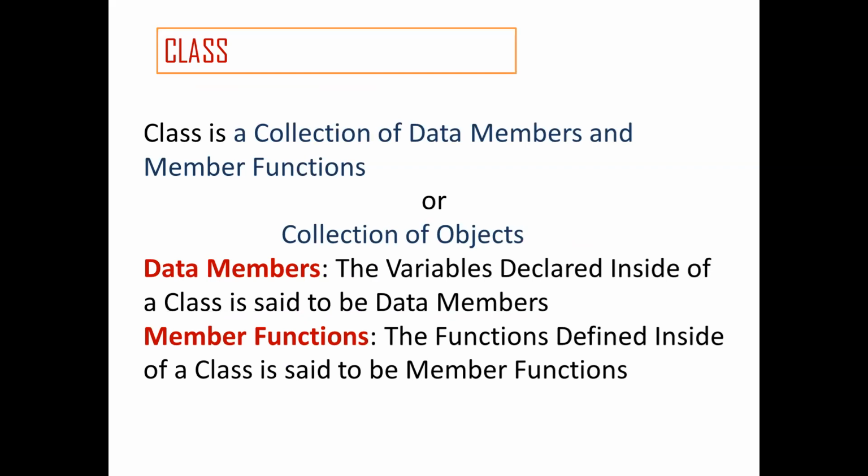A class is a collection of data members and member functions. Or simply we can say class is a collection of objects. So coming to our data members, data members are nothing but the variables which we declare inside of your class. And these member functions are defined or declared inside of your class and are used to operate on the data we specified in our class.